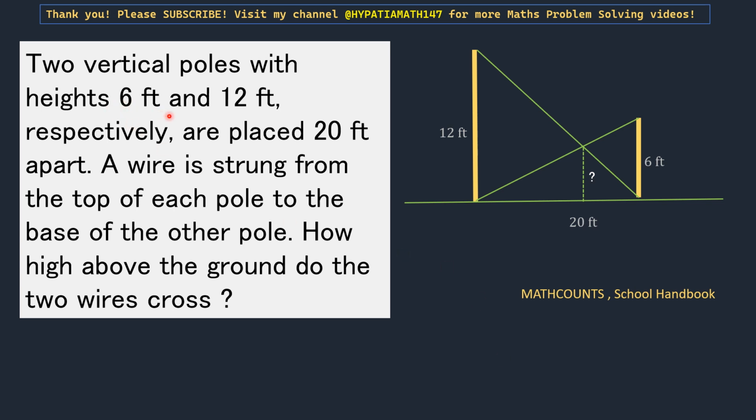Vertical poles with height 6 feet and 12 feet respectively are placed 20 feet apart. A wire is strung from the top of each pole to the base of the other pole. How high above the ground do the two wires cross?